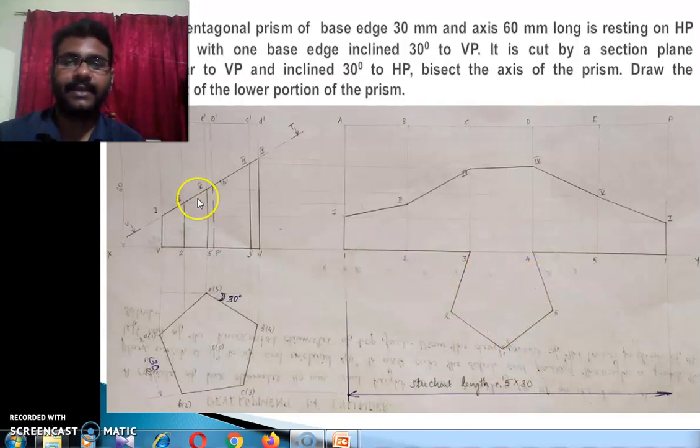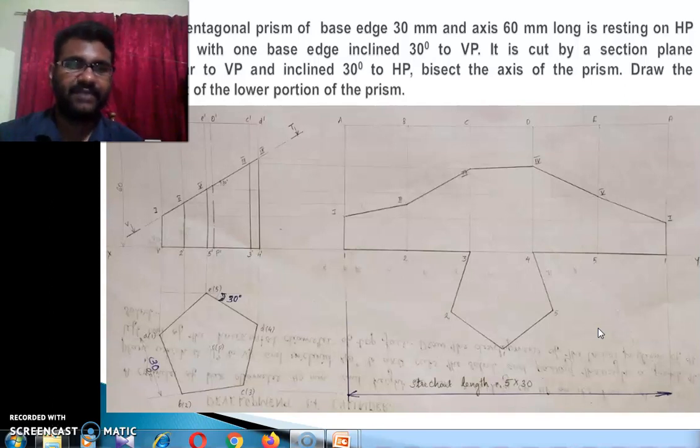Then you transfer all the section points onto the corresponding edges in the development, because we have to develop the lower portion. Lower portion means this portion. First point is on 1A, so draw a thin line up to line 1A, and this line is also 1A, so extend that line up to this line also and locate 1. Then second point is on 2B, so locate 2. Third point is on 3C, so transfer this point onto 3C. Similarly locate 4 and 5, join these points by dark line, and represent all lines which lie on the boundary by dark lines. This way we can draw the development of the given prism.